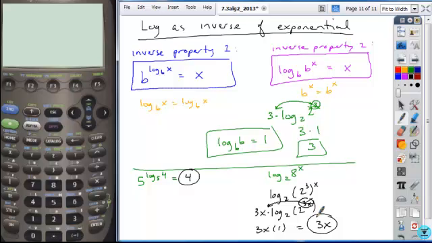Again, because your calculators don't evaluate logs of bases other than 10 and e, you do need to make sure that you can manipulate these by hand.